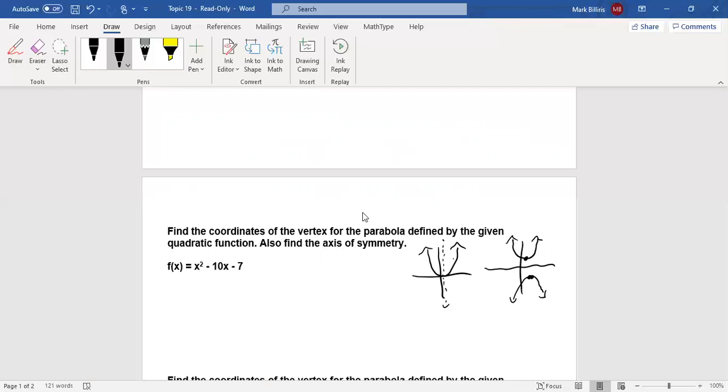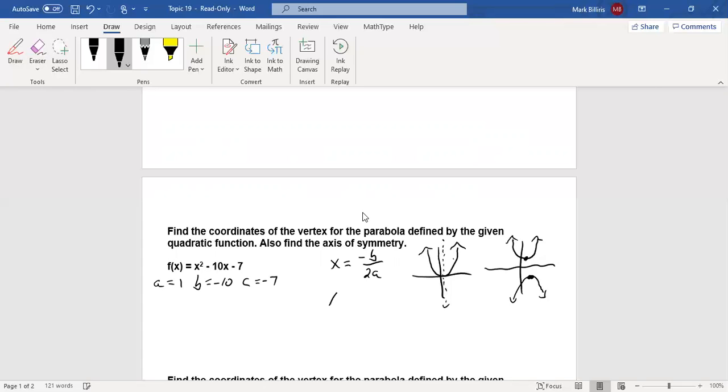So in this case, we have f of x equals x squared minus 10x minus 7. So to find the x value of our vertex, we use the formula, the opposite of b over 2a. So when we look at our function, x squared minus 10x minus 7, the value in front of x squared is 1, so we have a equals 1. The value in front of x is negative 10, so we have b as negative 10, and c equals negative 7. In this problem, since we're finding only the vertex and the axis of symmetry, we just need to use the a and the b.